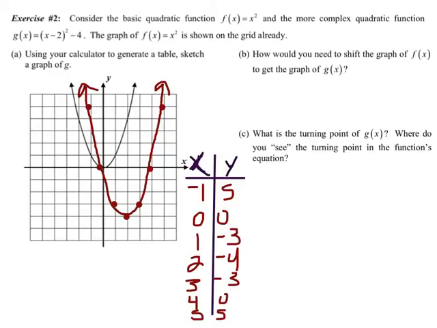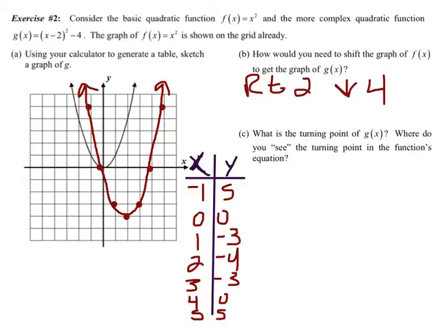How would you need to shift the graph of f of x to get to the graph of g of x? So if I took this here, this f of x graph, what would I need to do? Well, I would have to pick that up, shift it to the right, and then down. So let's write that in there. I would shift it right 2, down 4, in order to make it look exactly and fit right on top of it.